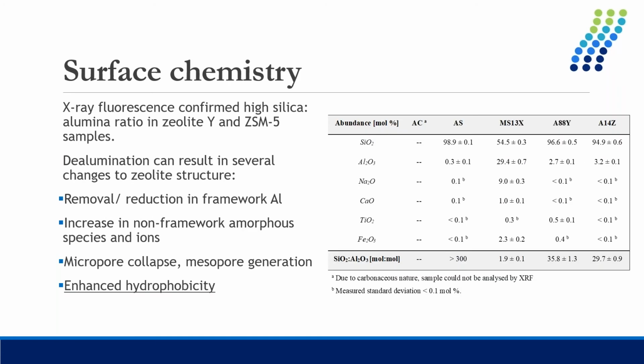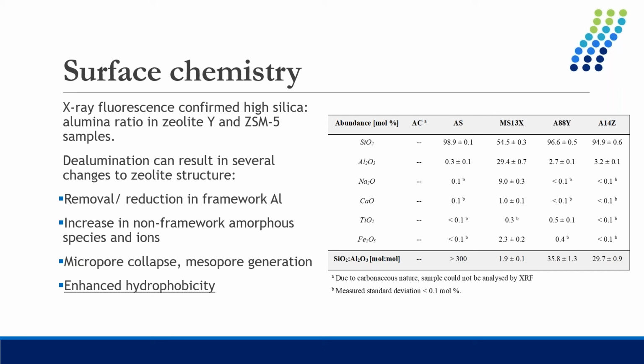We also confirmed the dealumination process in X-ray fluorescence experiments, and if you look down at the bottom, we see that the silica-alumina ratio in the zeolite Y and ZSM5 is much higher than that of molecular sieve 13X. It's around 30 to 35.